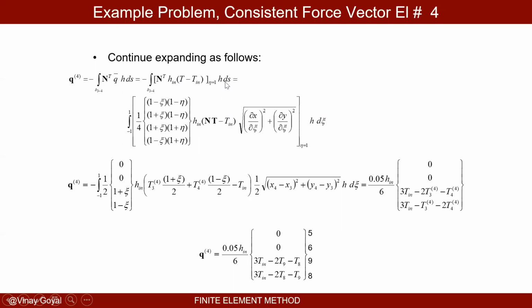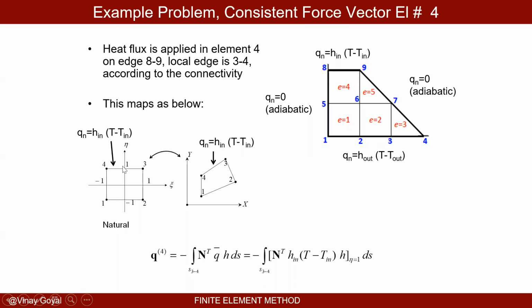And then this ds has to be the square root of the partial of x with respect to psi squared plus partial of y with respect to psi squared, because d psi cancels out to give you delta x squared plus delta y squared, square root. That's ds. So this has to be valid at eta equals 1 because I'm looking at this edge, and that's where eta is 1.